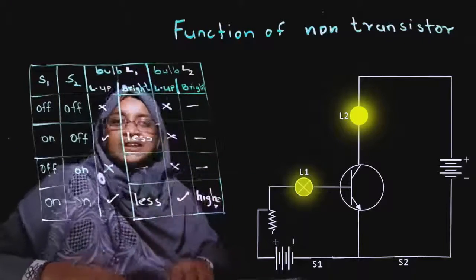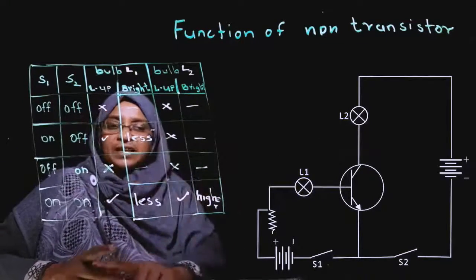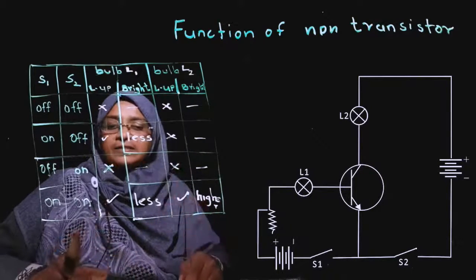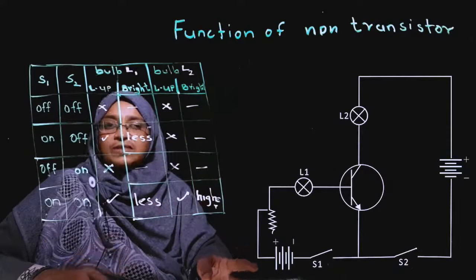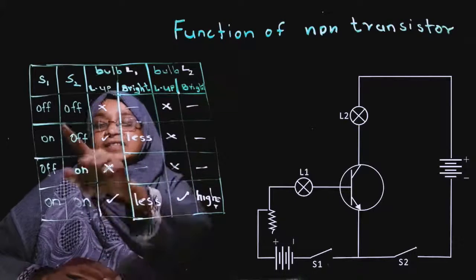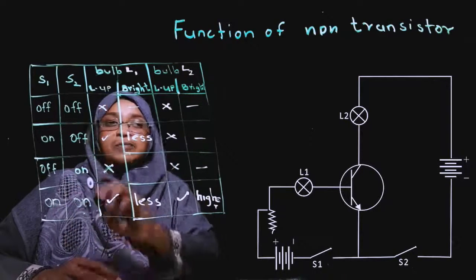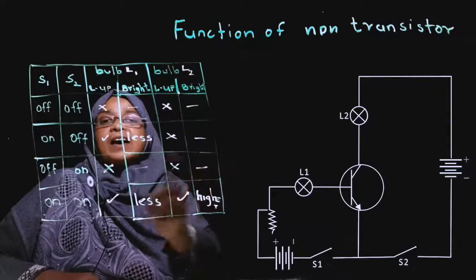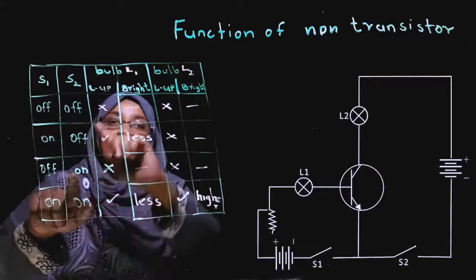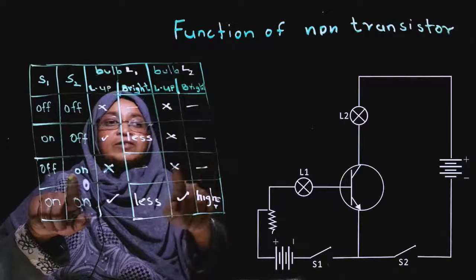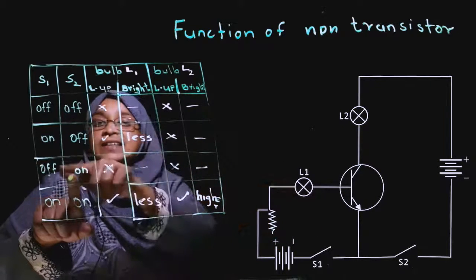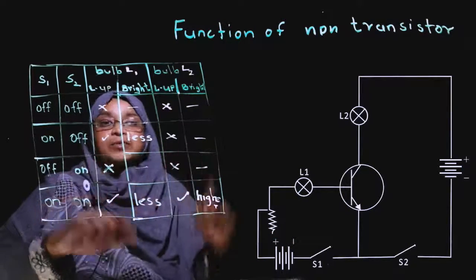Okay children, now from this activity we can come to the following conclusions. Number 1, a current flows in the output circuit only when a current flows in the input circuit. Even if a voltage is supplied to the output circuit, no current flows in the output circuit unless a current flows in the input circuit.